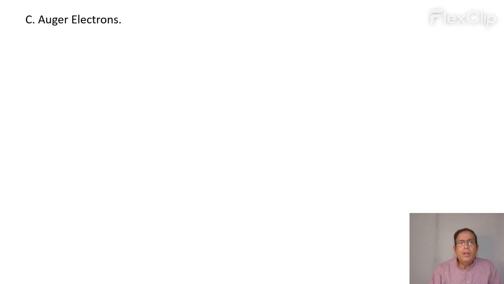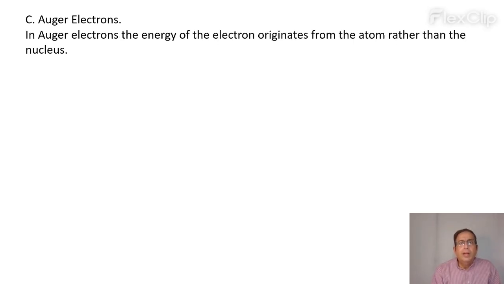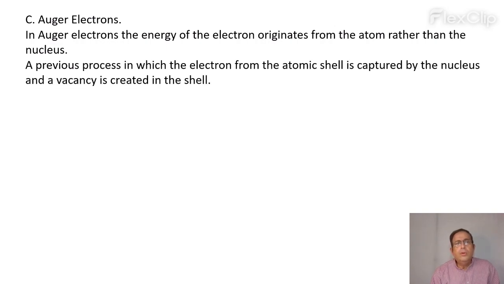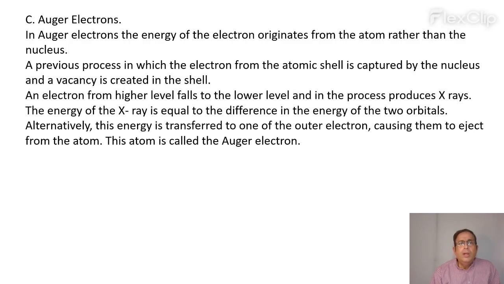Now next come the Auger electrons. In this process, the electrons originate from the atom rather than the nucleus. A previous process, in which the nucleus captures an electron from one of the shells of the atom, creates a vacancy in the atomic shell. An electron from a higher shell falls to a lower level and it produces an X-ray. The energy of the X-ray is equal to the difference in the energy of the two orbitals.